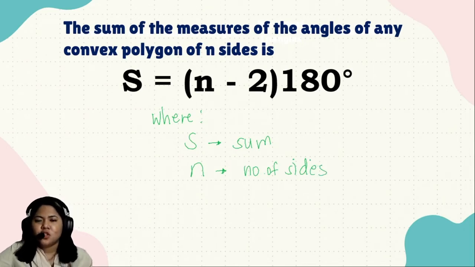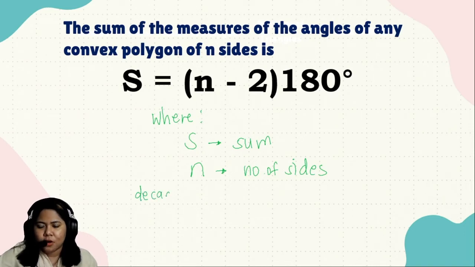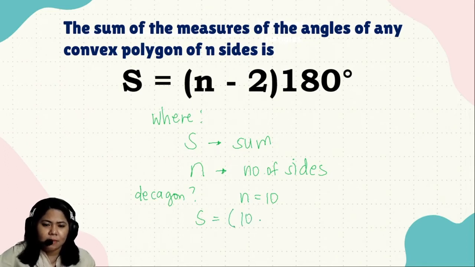So, for example, kung ang tanong is hanapin ang measure ng angles of a decagon. Let's say a decagon. A decagon is a 10-sided figure. So, n is 10. Pag ganyan yung ginawa mo, all you have to do is to substitute. S, ang n ko ay 10. 10 minus 2 times 180 degrees. 10 minus 2 is 8 times 180 degrees.